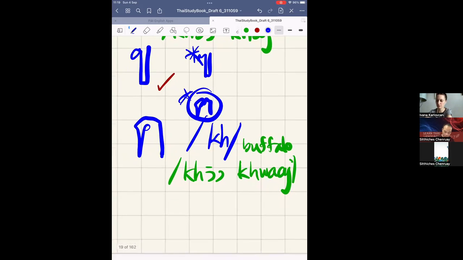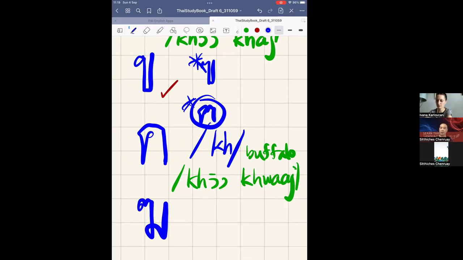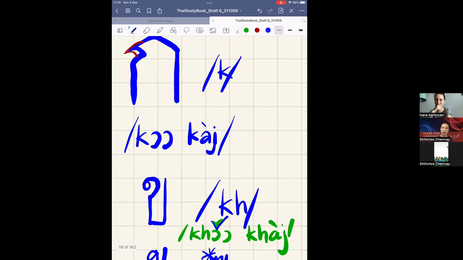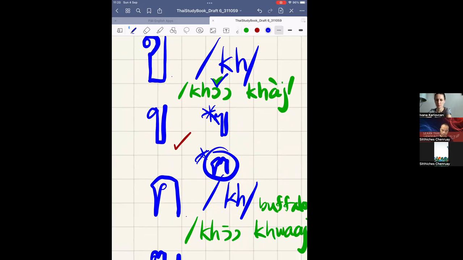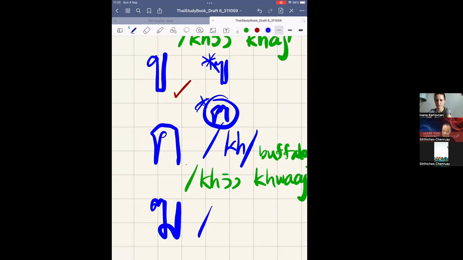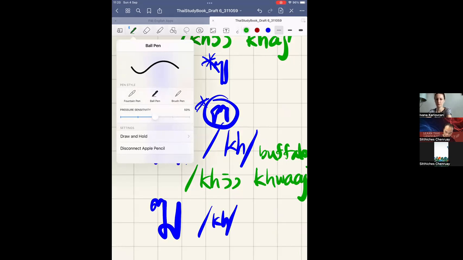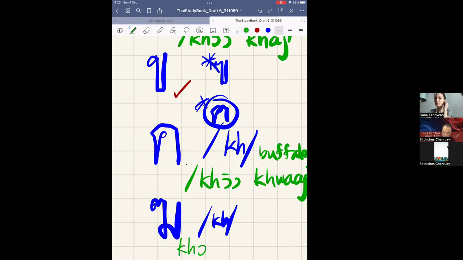But we still use this letter, ขอระฆัง. So you can pronounce this sound. When we pronounce ก, we pronounce it like กอ. And ขอ, คอ. This one is คอระฆัง. I think we better use popping. คอระฆัง. ระฆัง means bells. คอระฆัง. Buffalo bells.